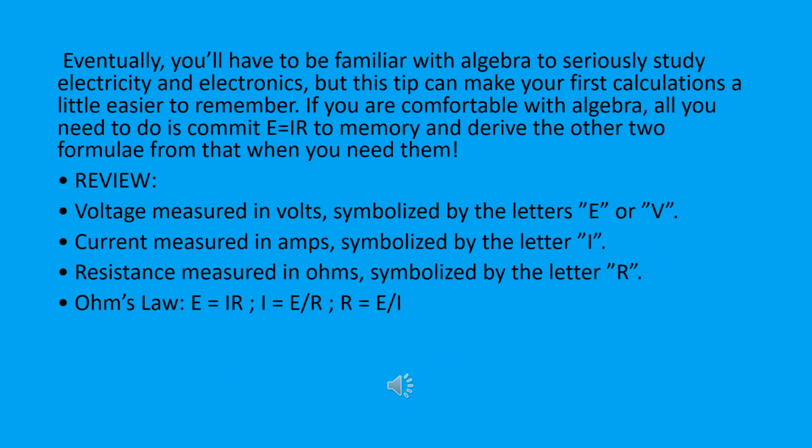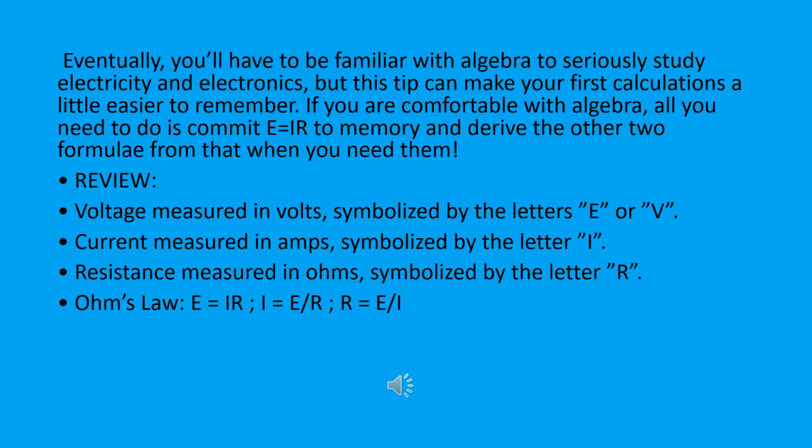Eventually, you'll have to be familiar with algebra to seriously study electricity and electronics, but this tip can make your first calculations a little easier to remember. If you are comfortable with algebra, all you need to do is commit E equals IR to memory and derive the other two formulae from that when you need them.